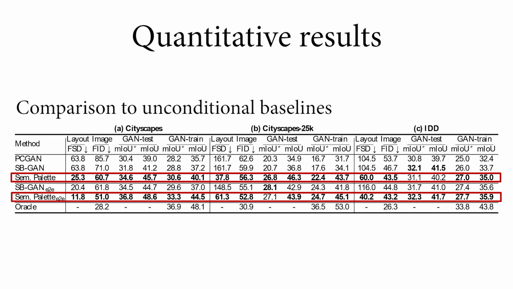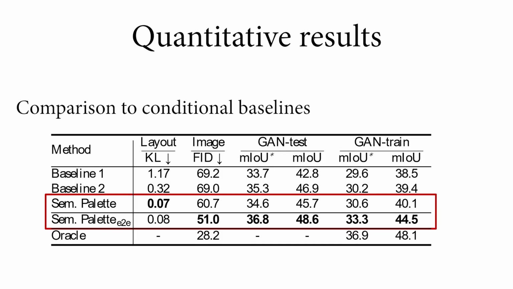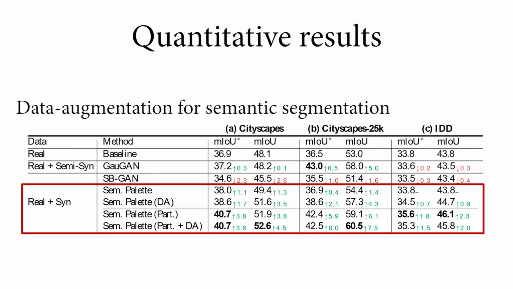Here are some quantitative results on urban scene benchmarks. Semantic Palette better captures the distribution of real layouts and images than unconditional layout and scene GANs. Semantic Palette better follows target proportions and produces higher quality layouts than conditional baselines. And partial editing is an efficient data augmentation strategy which results in improved mIoU when training segmentation models.